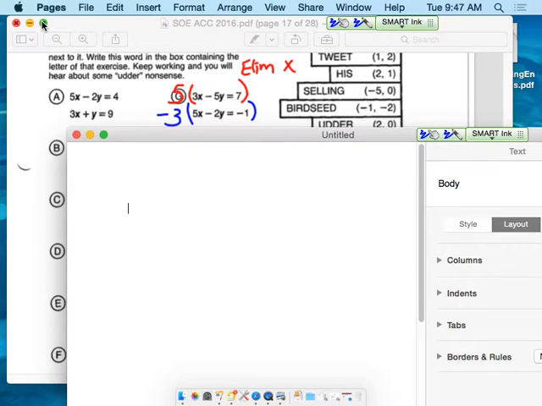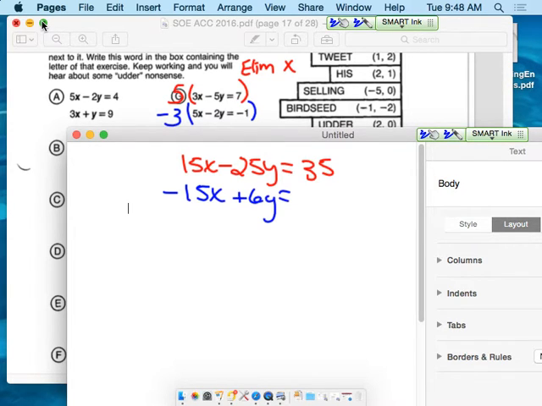Let's just now go with eliminating x. So if I were to multiply the first equation by positive 5, I would have 15x minus 25y, and that would be set equal to 35. And then taking care of the second equation, I would have negative 15x plus 6y equaling positive 3. So now I'm ready to do my vertical addition.